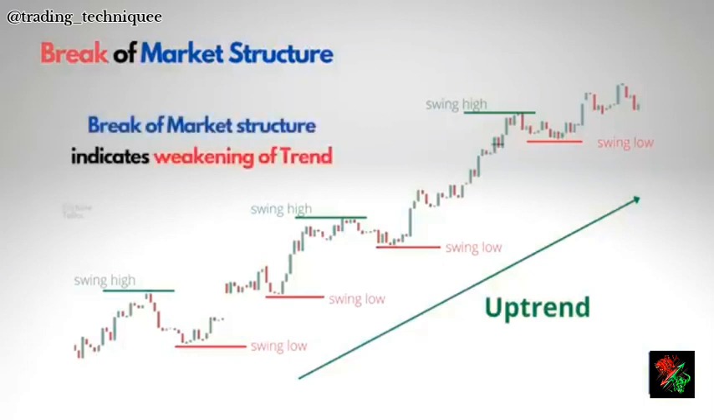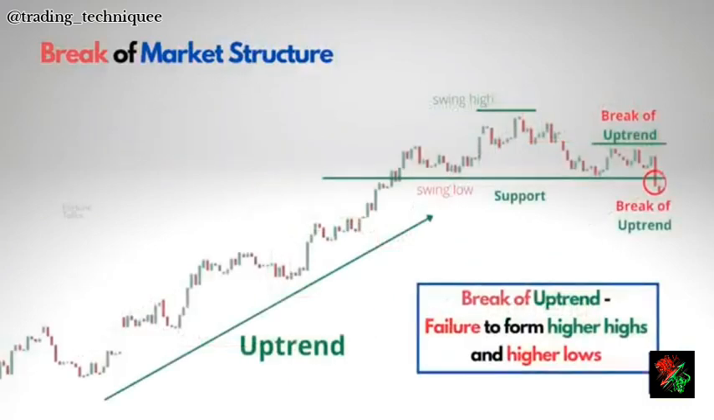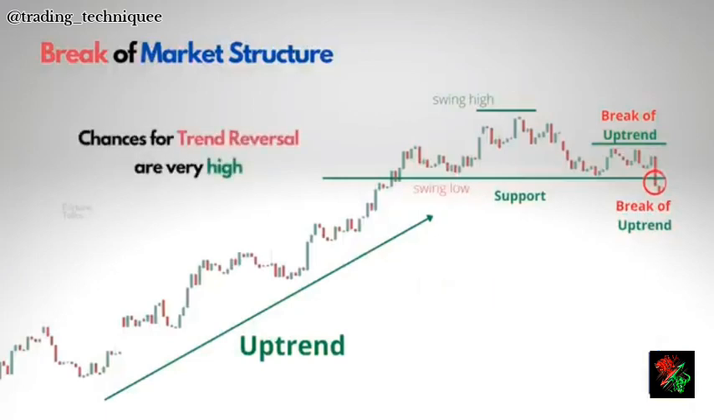The break of market structure is the clue that the market is telling you that it is about to get weaker, or simply it is about to reverse its direction. So in case of an uptrend, you have a break of structure when the price fails to make a new higher low or a higher high. So this is the first clue or the first evidence that the market is about to reverse lower. But there is no 100% guarantee that the reversal will happen.